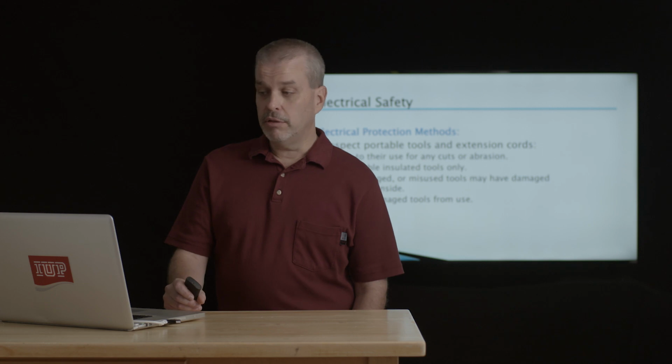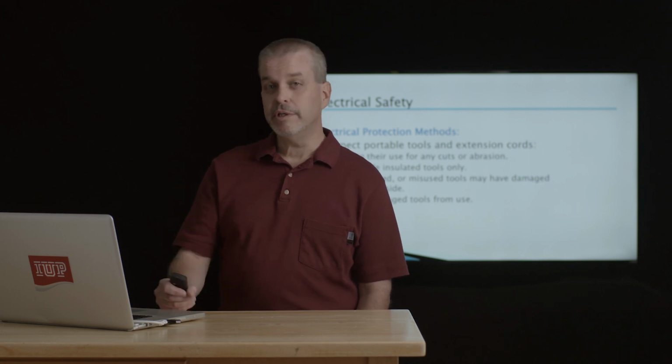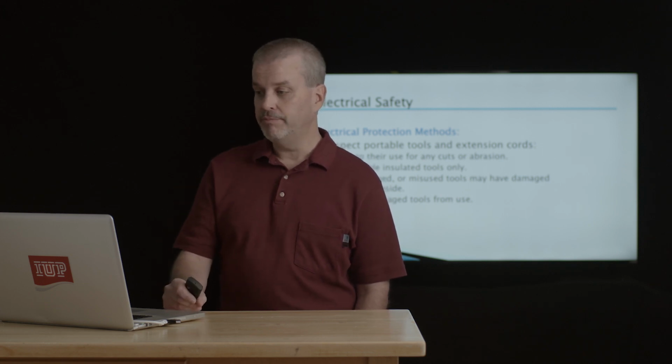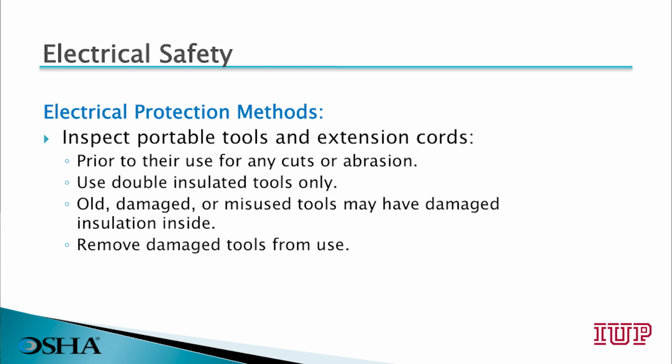Other protection methods include inspecting portable tools and extension cords on the job site. You want to inspect them thoroughly prior to their use for any cuts, abrasions, or damage. You want to ensure that double insulated tools are used. You want to replace any old, damaged, or misused tools, and you want to remove and tag out any damaged tools from your job site.